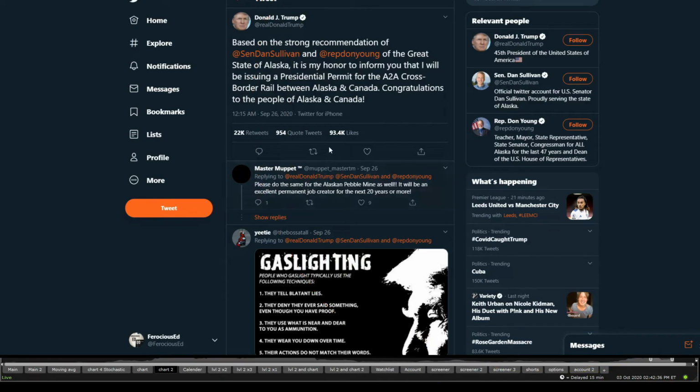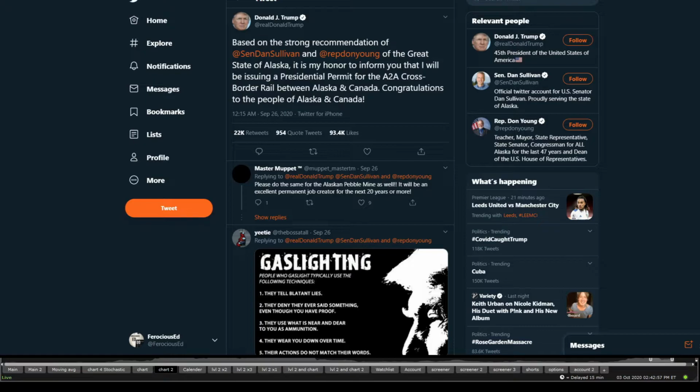Now, one of the latest news comes in around September 26th about Trump signing an executive order for relations between the A2A cross-border rail between Alaska and Canada. So that could actually help out in terms of the future of the NAK Pebble mine, but it doesn't help it directly in that case.